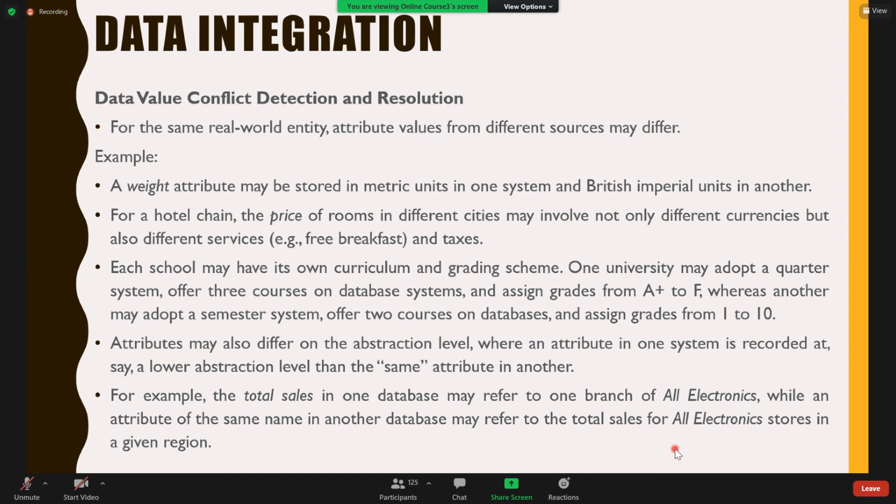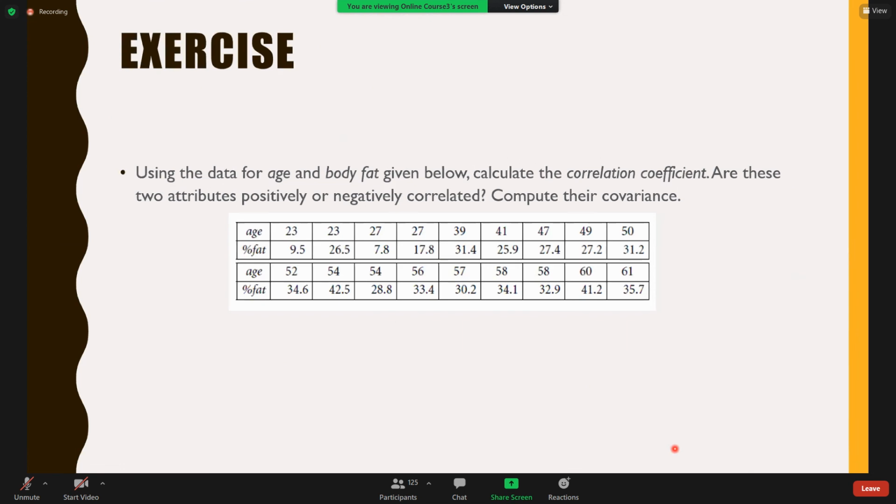So these are the problems that occur in data integration. Here is an exercise for you. We have two variables, age and percentage of fat. The question is to calculate the correlation coefficient and covariance, and check whether these are positively correlated or negatively correlated.